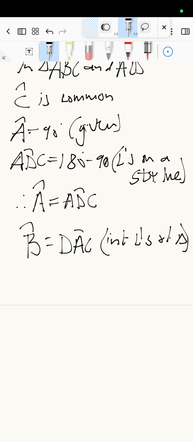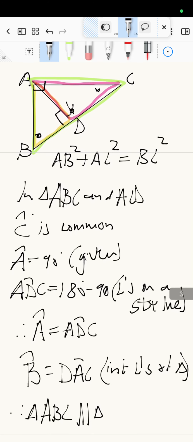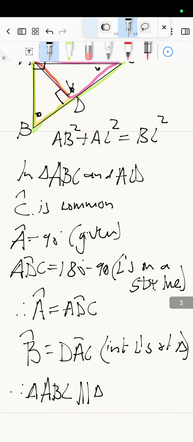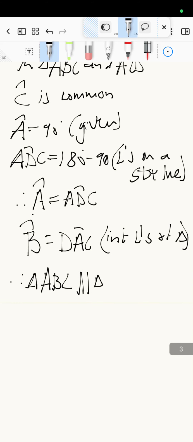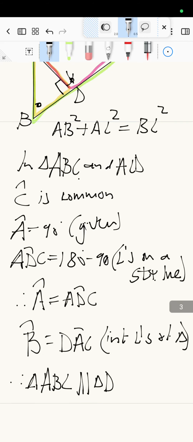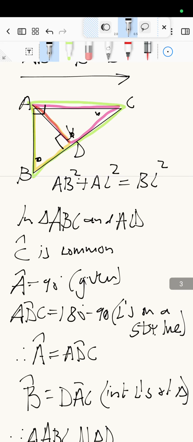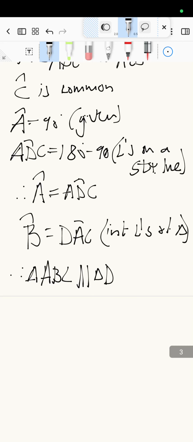Because of your three statements, you can say therefore triangle ABC is going to be similar to triangle... which angle was equal to A? A in your big triangle was your 90, and D is our 90 in the small triangle. B was your DAC, so B is equal to A, and C was common. The reason for similarity is angles.